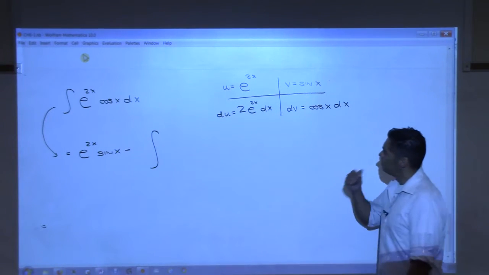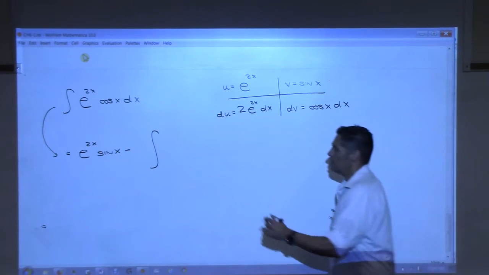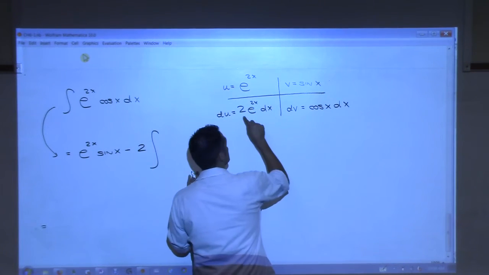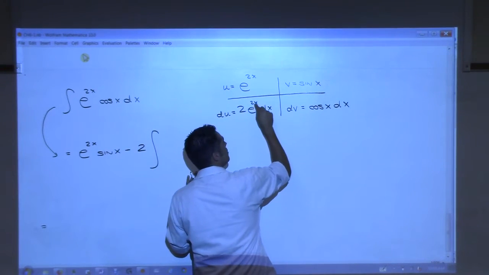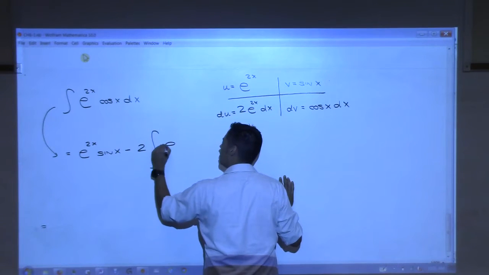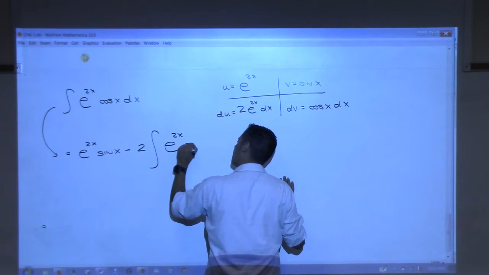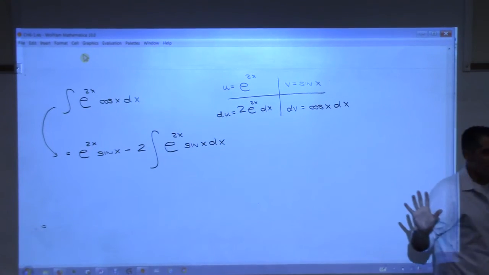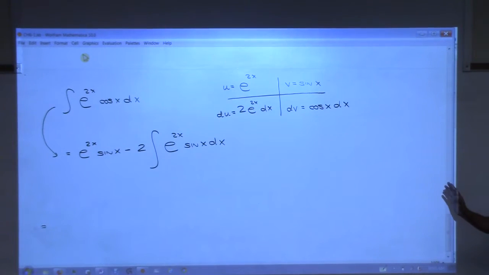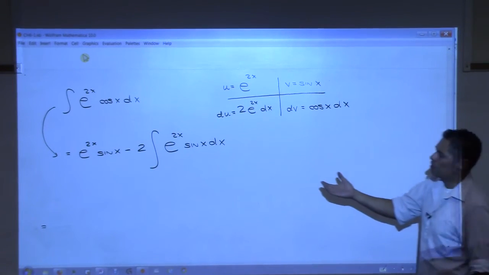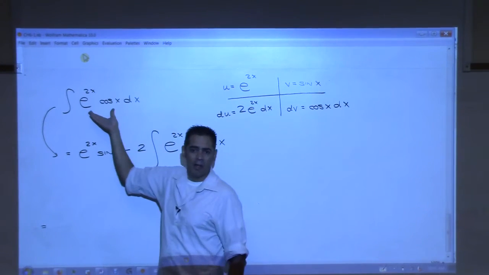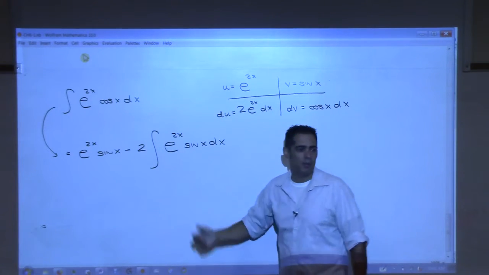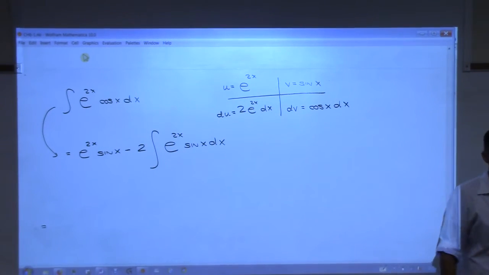Can I pull a constant 2? Let's pull a 2 out. The 2 comes from here. And then I still have e to the 2x dx and sine x. So e to the 2x sine x dx. Any questions on that part? That okay? So this new integral did not get any better than that one, right? All you did was basically replace the cosine with sine, but we're still kind of stuck, right?